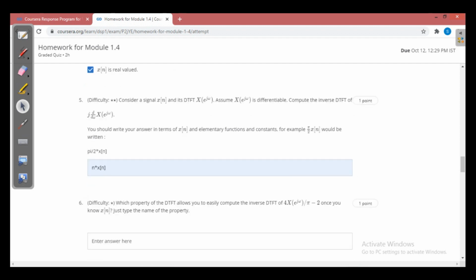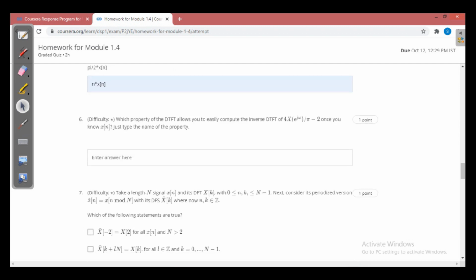Now, which property of the DTFT allows you to easily compute the inverse DTFT of 4 x of e power j omega by pi minus 2? Simply, here the functions need to obey additivity and homogeneity, so it should be the linearity property.